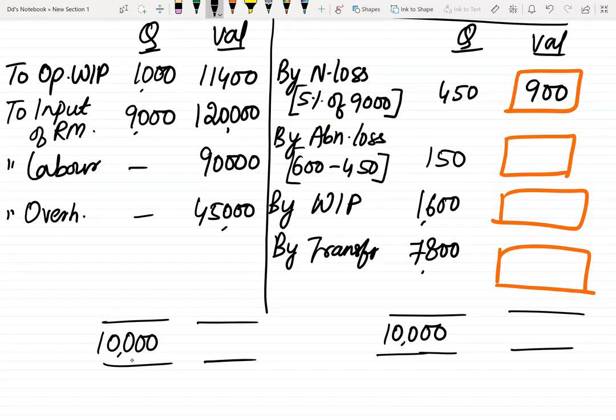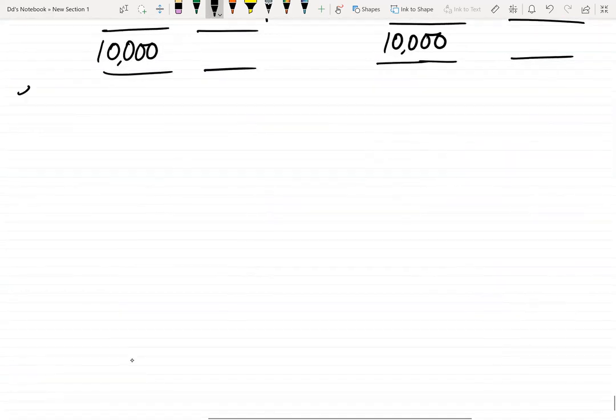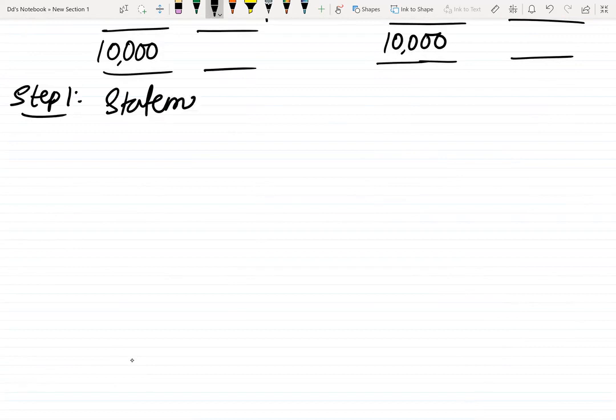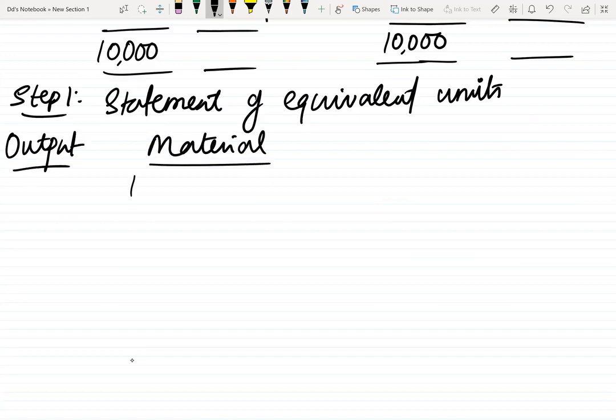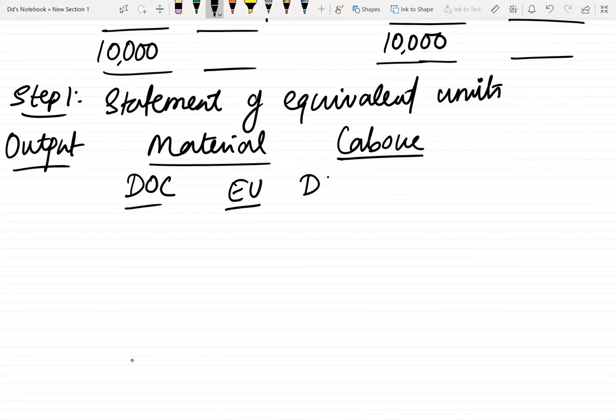Let us start. Everybody, step 1: statement of equivalent units. Output, material, DOC, EU, labor, and then overheads.